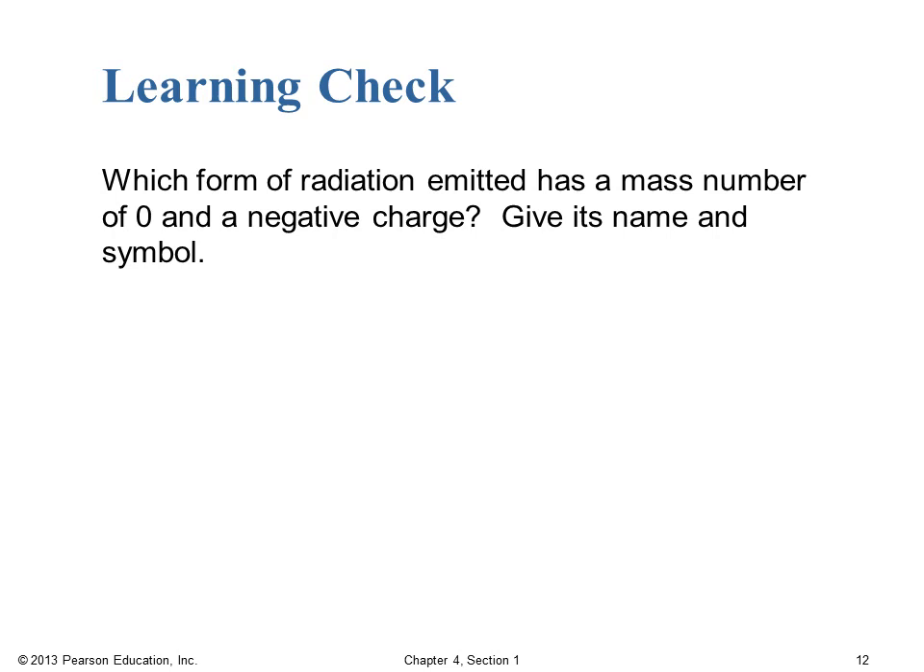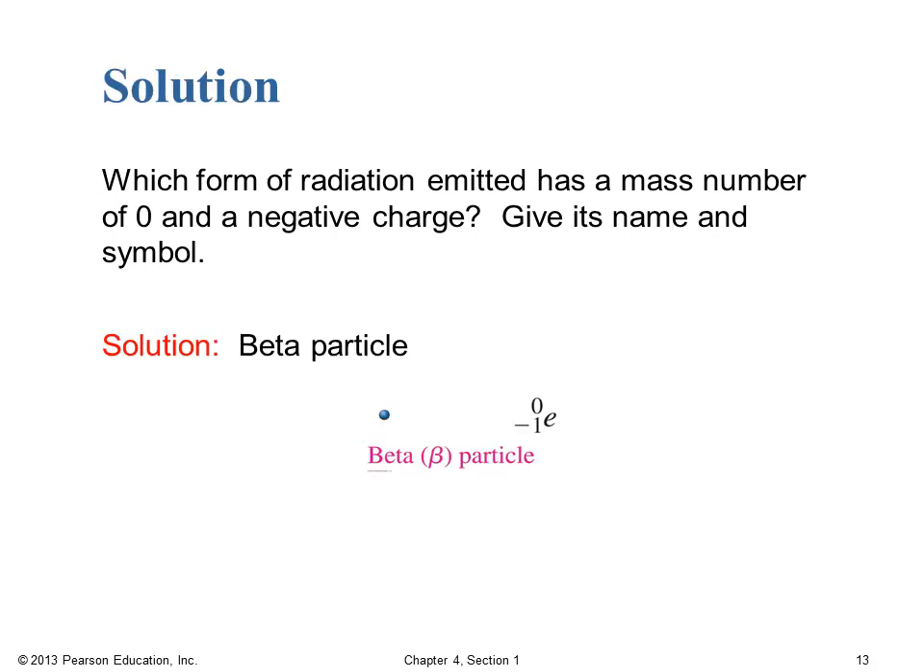Now it's asking us which form of radiation is emitted with a mass number of 0 and a negative charge. We looked at the three different types of radiation, and the one that had a mass number of 0 in conjunction with a negative charge was those high energy electrons, or beta particles. Here we see the beta particle and how it's written. We use the e to symbolize that it's an electron with a 0 mass number and a -1 charge.